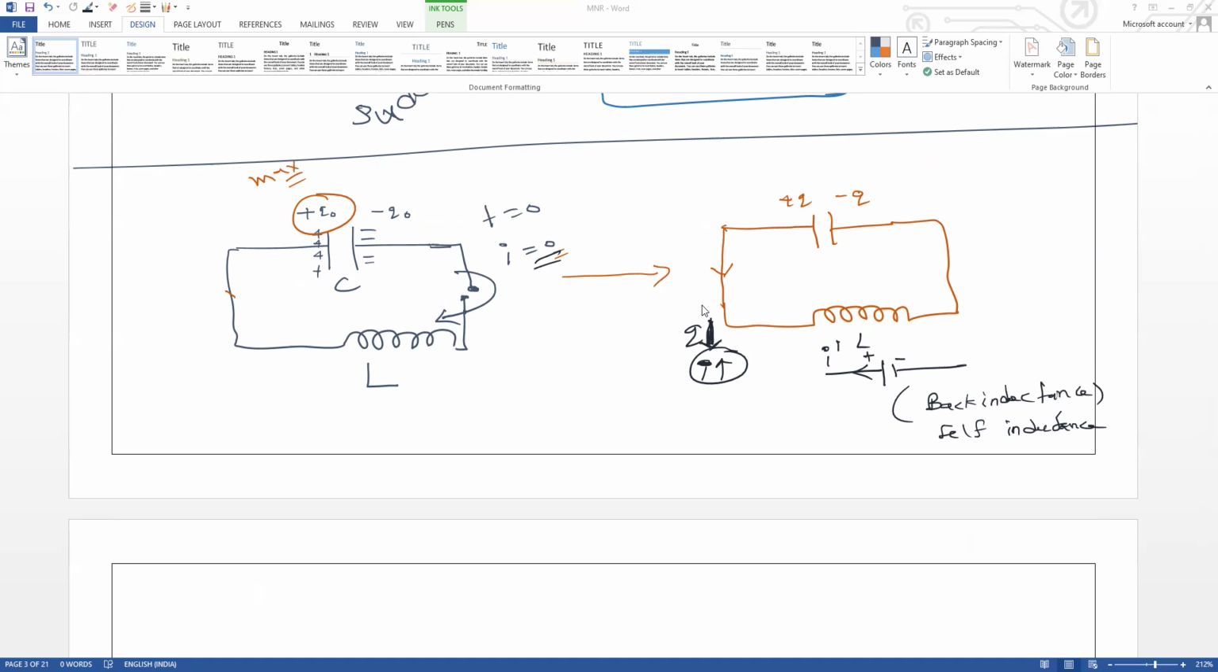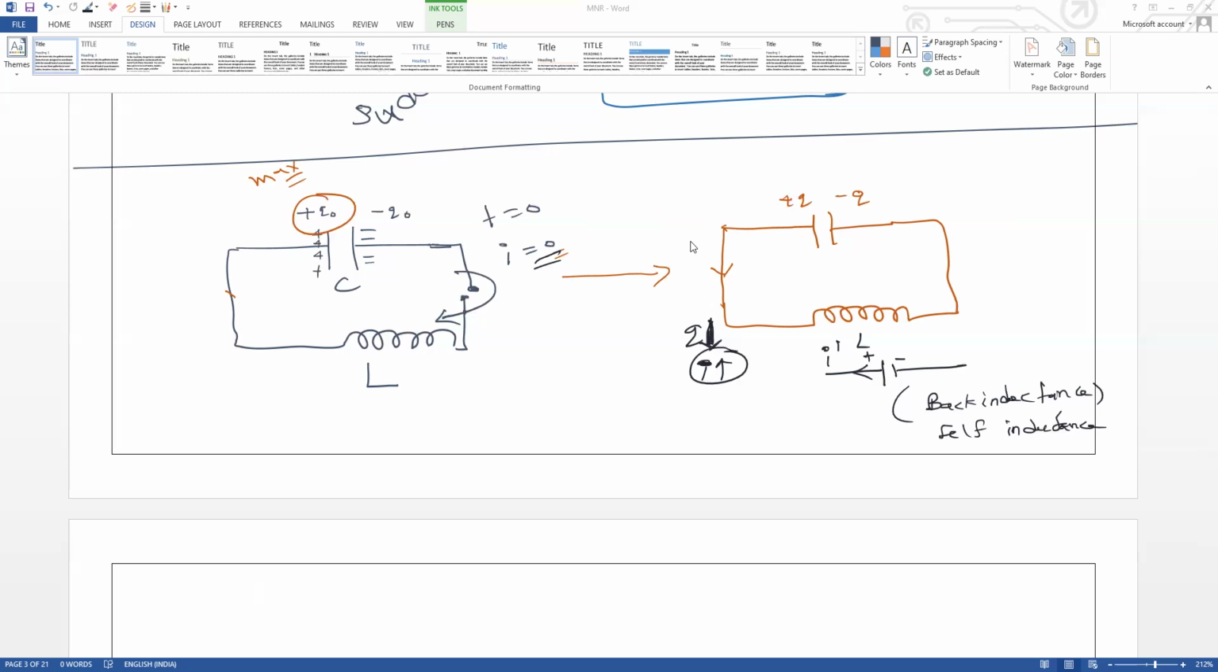Charge always flows from where to where? High potential to... please respond. Charge always flows from high potential to... Where will the charge go? It will flow from where to where? Am I audible? Charge flows from where to where, guys? High potential to low potential.